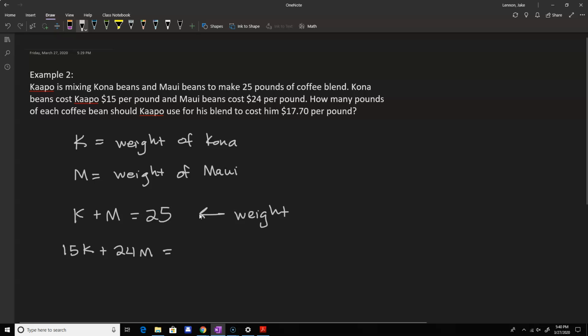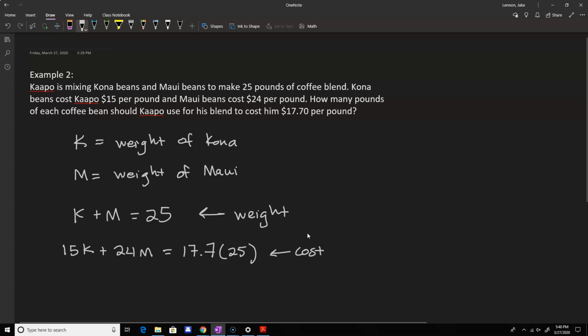Now the total cost, it says, is $17.70 per pound. Well, I would see a lot of students write equals 17.7 and stop. But that's a mistake. That would only be if you're using 1 pound. But we're not using 1 pound. We're using a total weight of 25 pounds. So this is your cost equation.